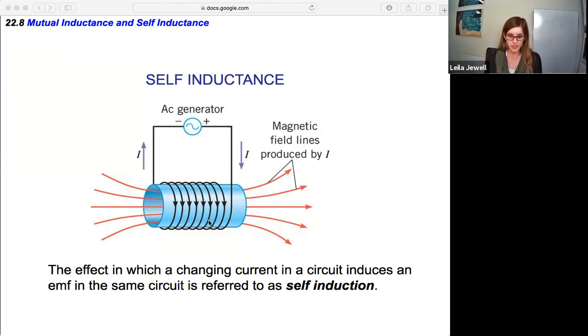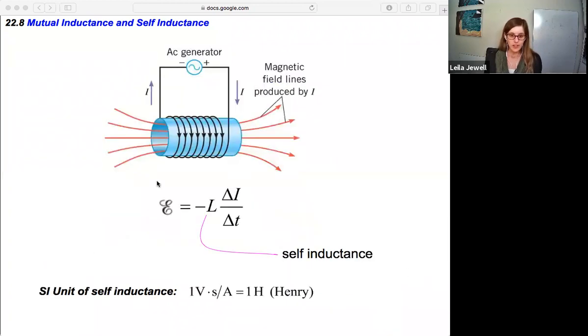We have an AC generator creating a current passing through the coil. That current produces magnetic field lines that are constantly changing as the current changes, and an EMF is then induced. We can then calculate the EMF induced with something very similar to our mutual inductance equation, but instead of the mutual inductance constant, we'll have a self-inductance constant, L, which just tells you about the coil itself, how it is wired, times the change in the current, divided by the change in time. And self-inductance has the same units as mutual inductance, again in Henrys.